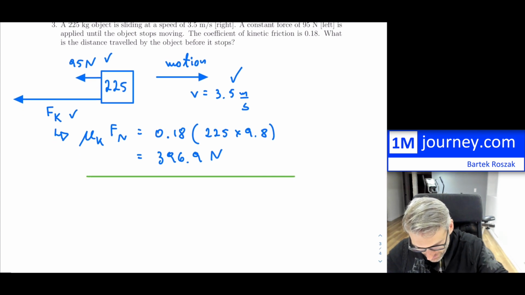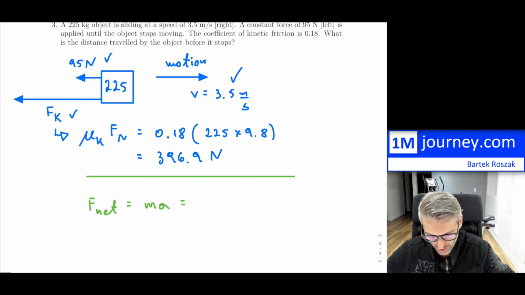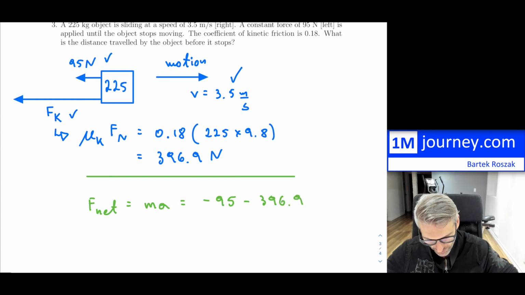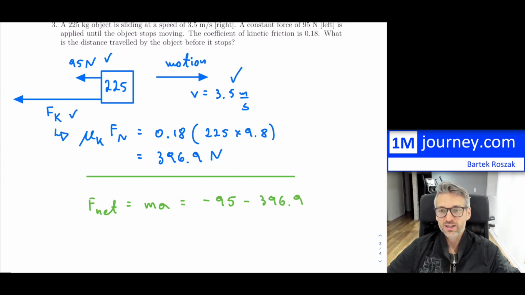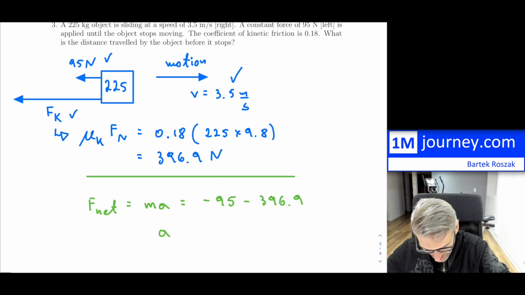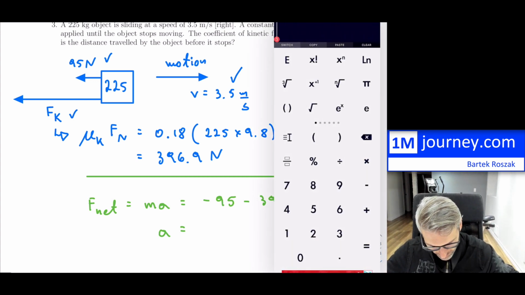now what we're going to have is that our net force, let's assume to the right is positive, is going to be equal to the mass times the acceleration, which equals the summation of all of the forces. Now there are two forces, but both of them are in the opposite direction here. So I'm going to put a minus. This is 396.9, so both of them are minus, and the minus will just tell us that we're decelerating in this case.